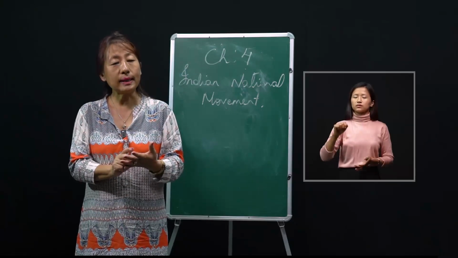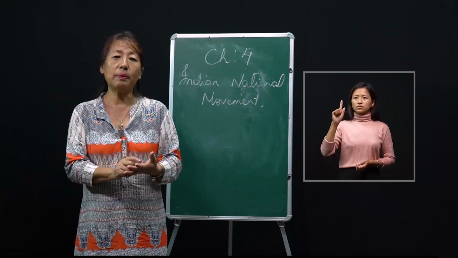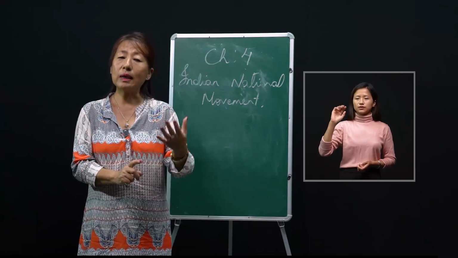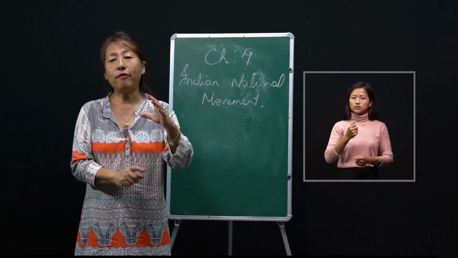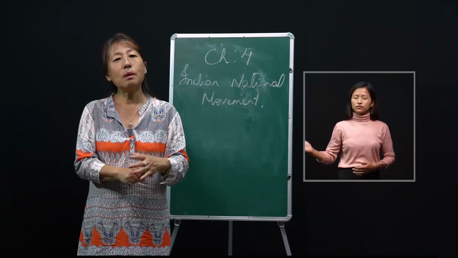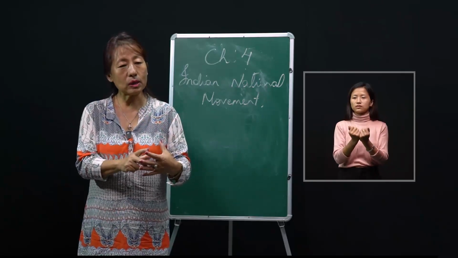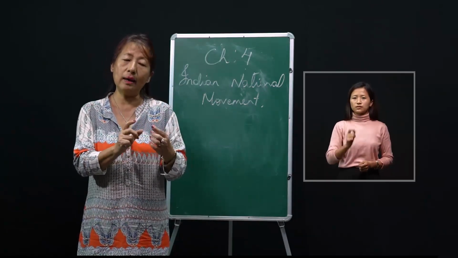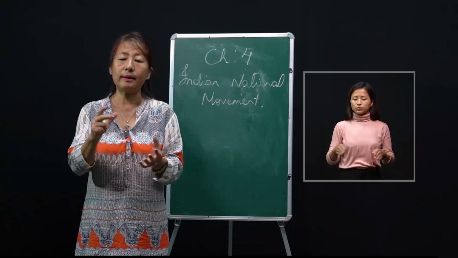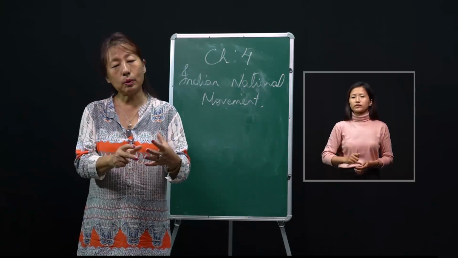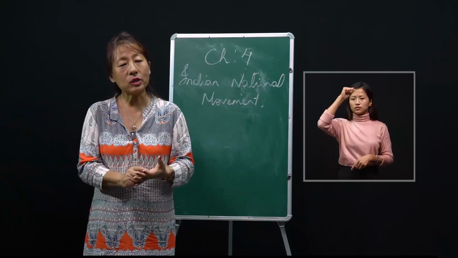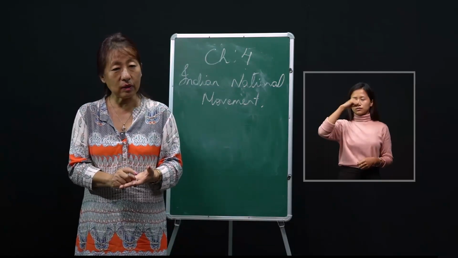It was formed in 1885. It was founded by A.O. Hume, who was an English gentleman, okay? He formed this association because he wanted this association to be the link, a link between the British government and the Indians. So that was the reason why the Indian National Congress was formed in 1885.